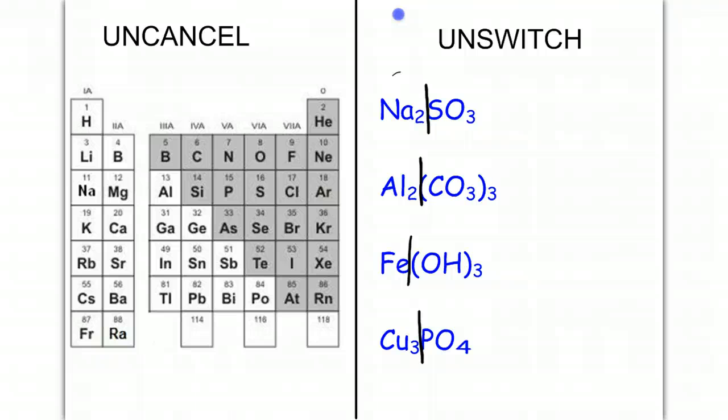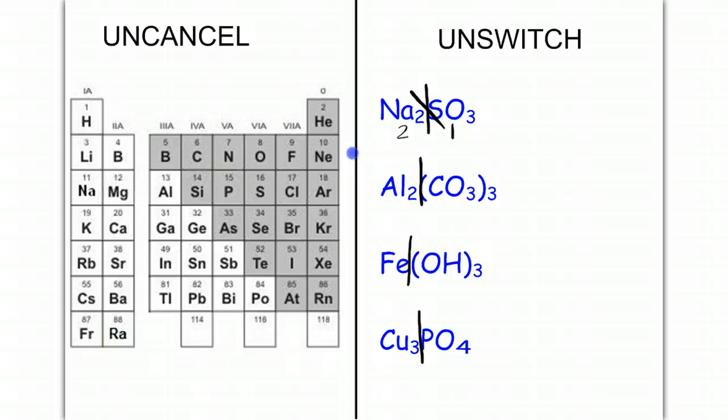I have 2 sodiums to 1 sulfite. And this, if I had more than one, it would be in parentheses, like this one. So since it's not in parentheses, I only have 1. It's a 2-to-1 ratio. I'm going to unswitch to get my charges.